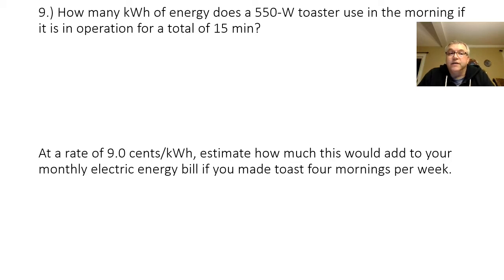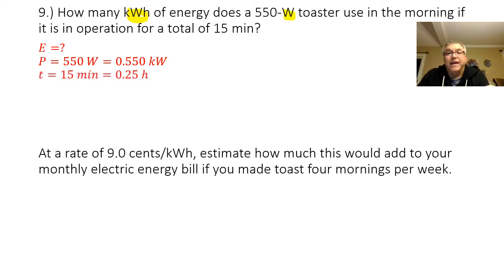In the case of this problem, we want to find the energy, but we want that energy to be given in kilowatt hours. We're given the power of the toaster in watts, 550 watts, and we're given the amount of time it's being used in minutes, 15 minutes. So we want to convert the watts to kilowatts. 550 watts is going to equal 0.550 kilowatts. And the time, 15 minutes, is equal to 0.25 hours.